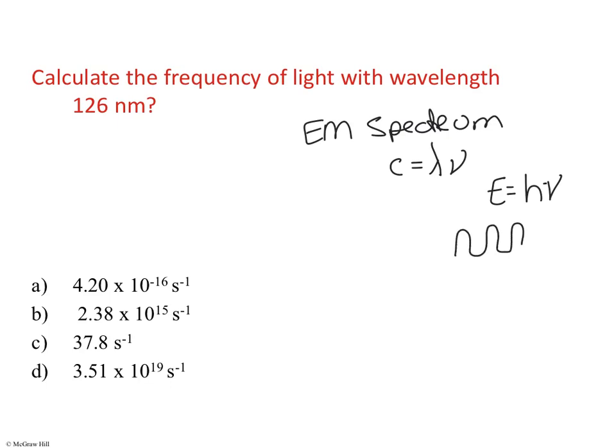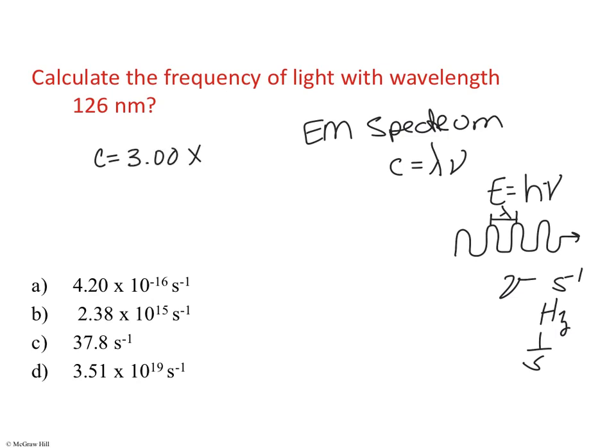We defined what a wavelength of light looks like. This is the wavelength, and we also talked about what frequency means. We also said that it was s-1 or hertz, or 1 over s for seconds. We talked about where to find the speed of light, and that constant is on your periodic table, and you can round that to 3.00 times 10 to the 8th, and that's meters per second.